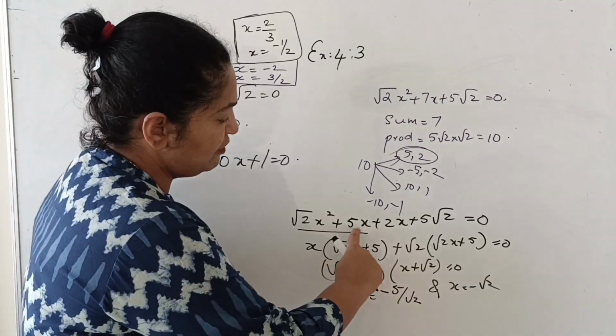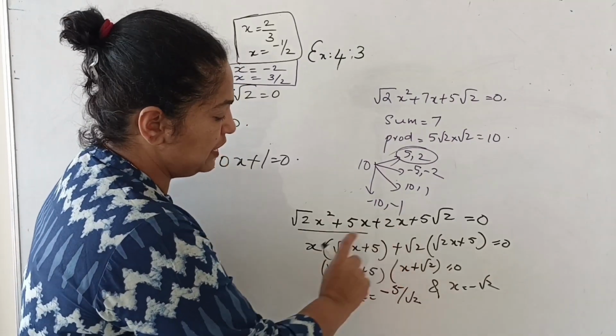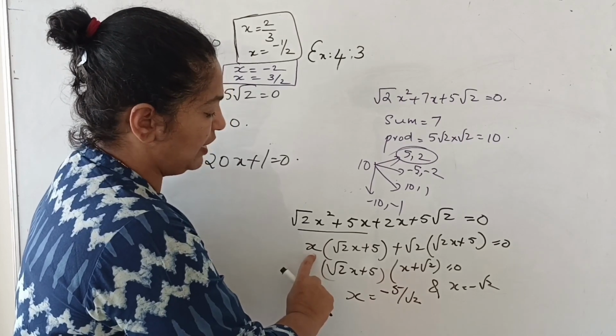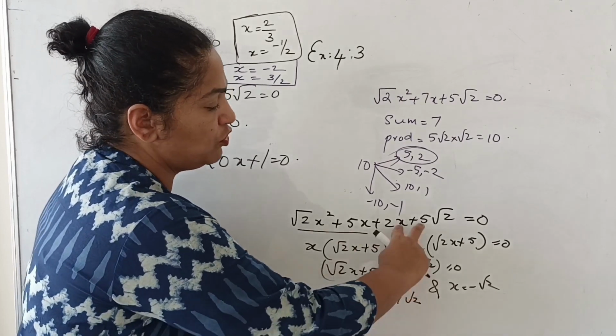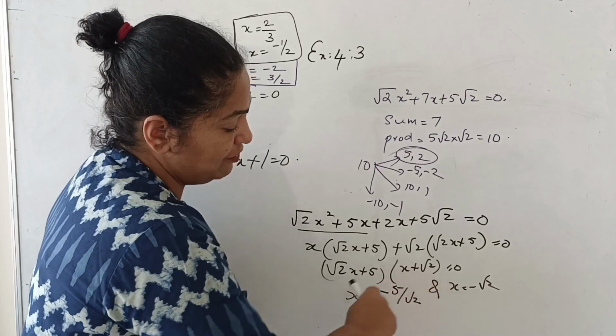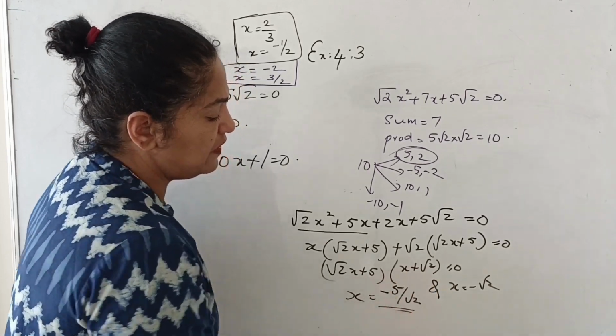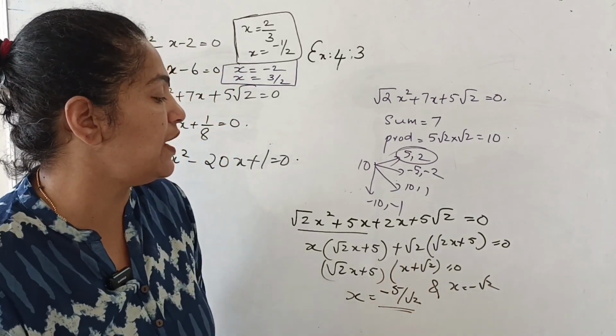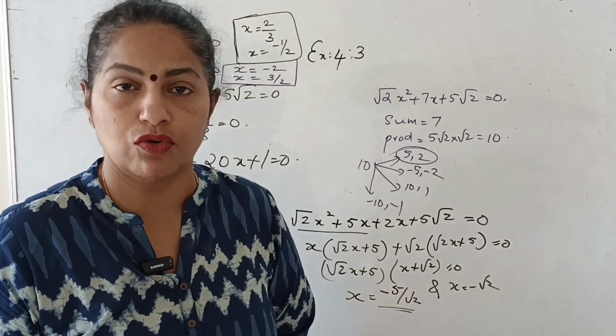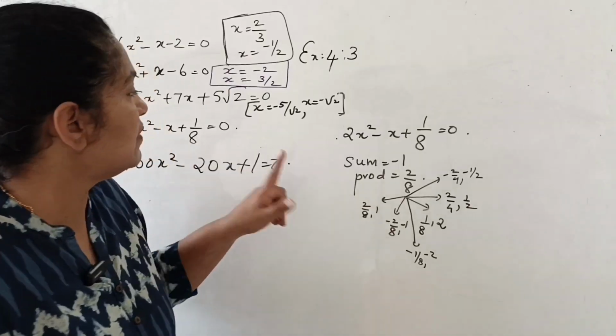Now let us split 7x as 5x and 2x and see what are the factors that we are getting. I have split 7x as 5x and 2x over here and I have taken out the common factor of x from the first two terms and root 2 from the last two terms. And I have grouped them in order to get x is equal to minus 5 by root 2 and x is equal to minus root 2. Look at the next sum.